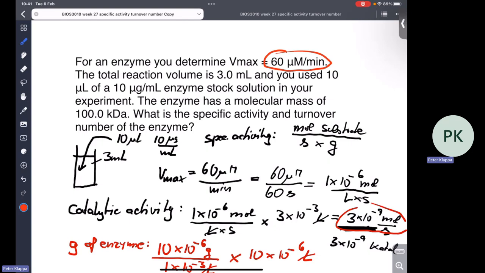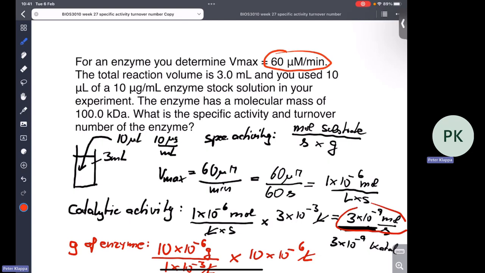So we now have a way with this turnover number to compare enzymes and say, wow, that enzyme goes very fast. This enzyme doesn't go as fast. It's a bit sluggish, needs a little bit of TLC or something like that. And this is a nice way of increasing our ability to make comparisons between different enzymes.